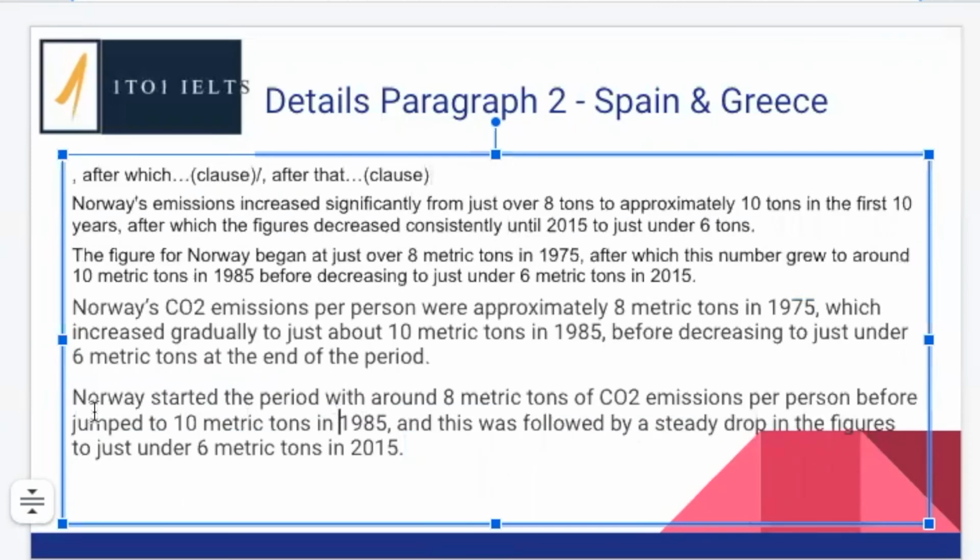Hopefully I can see everything now. Okay. So Norway started the period with around 8 metric tons of CO2 emissions per person. Before, if we're going to use this before, what type of word here? We want the ing. So if you're going to use this before expression, you want the gerund. So Norway started the period with around 8 metric tons of CO2 emissions per person before jumping to 10 metric tons in 1985. And this was followed by a steady drop in the figures to just under 6 metric tons in 2015. Okay. This also works.